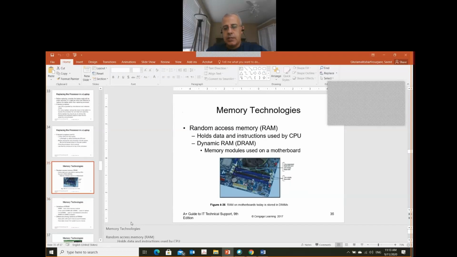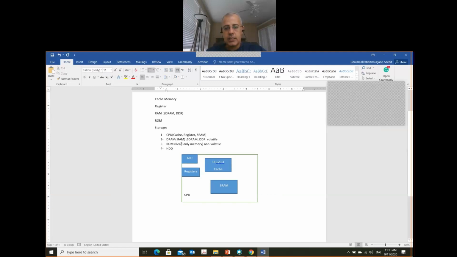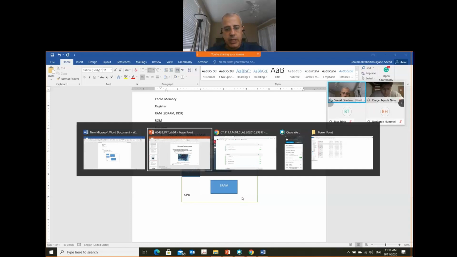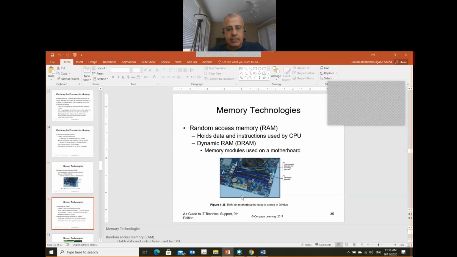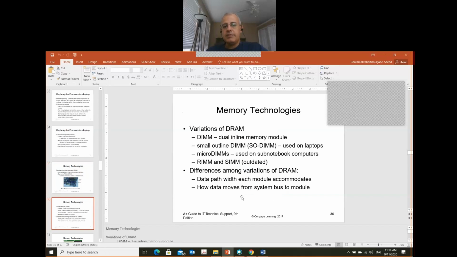So in this picture, you see these memory modules. These are called DIMM modules or memory modules, different type of RAM modules. And as I said, we have SDRAM and DDR-RAM. We will talk about these two types of RAMs in the next slides. So we have different variations of DRAM, DIMM, which is called dual inline memory module. We have small outline DIMM, which is used inside portable devices like laptops.